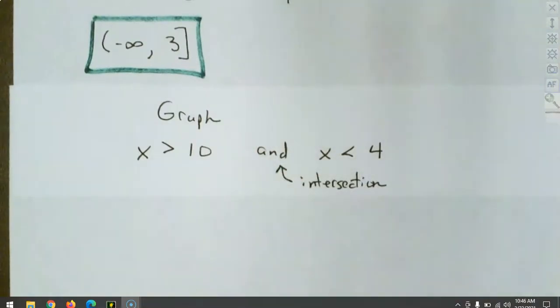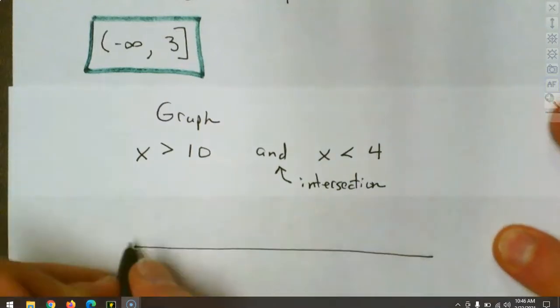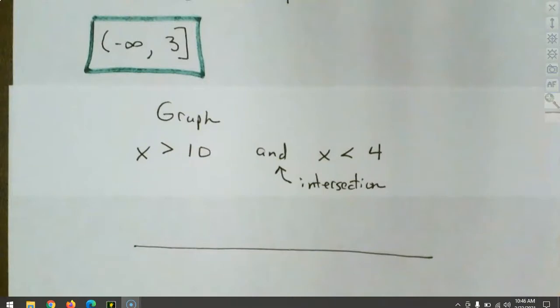Now, if we think about this with common sense, is there any number that's bigger than 10 and also smaller than 4 at the same time? Can we have a number that's bigger than 10 and smaller than 4? No, that can't ever happen, can it? Because there's no number bigger than 10 that's also smaller than 4. So we know this should have no solution. So let's try and figure out why it would have no solution.